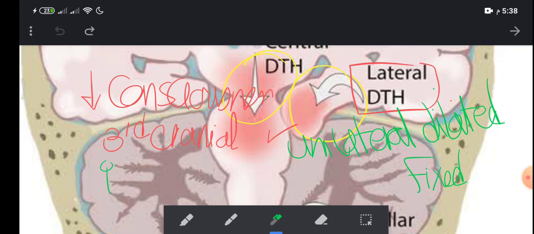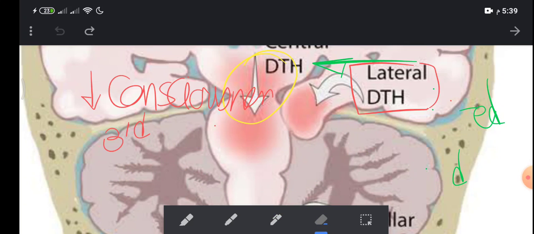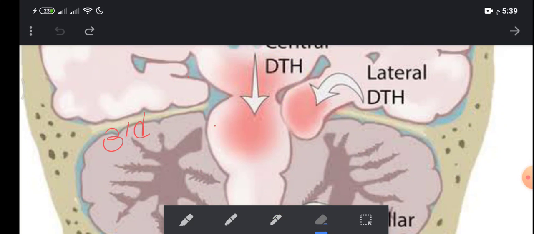ipsilateral weakness, and we call this ipsilateral weakness a false localizing sign because it gives you a hint that the patient had a stroke or something like that, but notice it is not due to stroke. It's a mass or edema shifting the hemisphere to the other side. Okay, so it's called ipsilateral weakness due to compression on the descending tracts, and it's called a false localizing sign. So that's about the lateral transtentorial herniation.